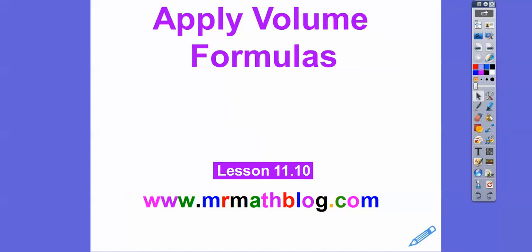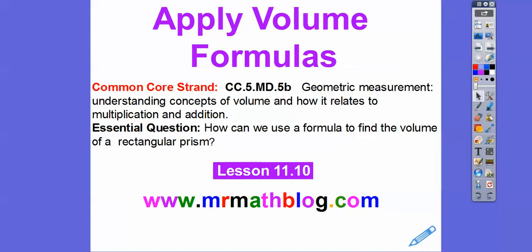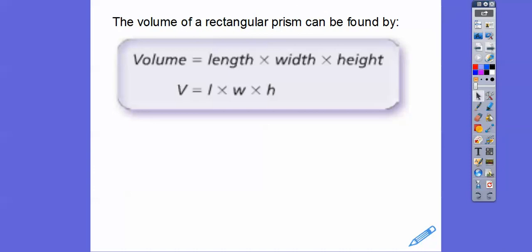We're getting close to the end of this book here. All right, so we're going to apply the formulas we've been talking about the whole time: length times width times height. How can we use this formula to find the volume of rectangular prisms?